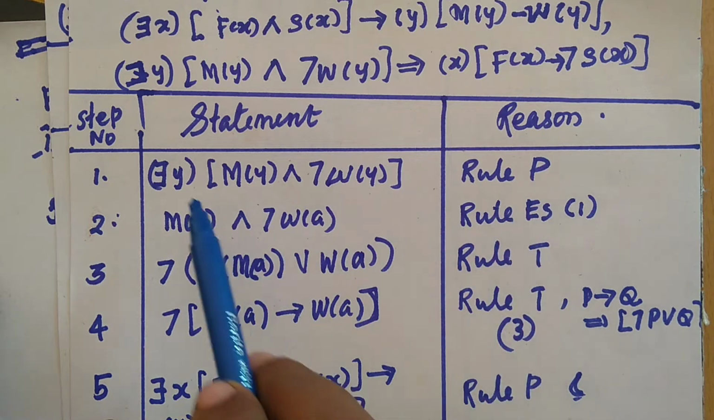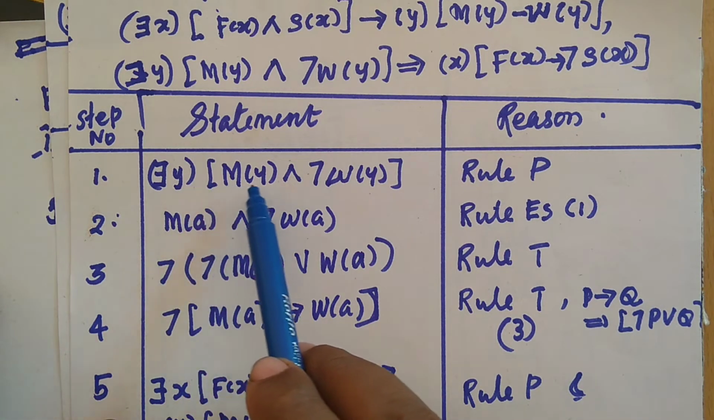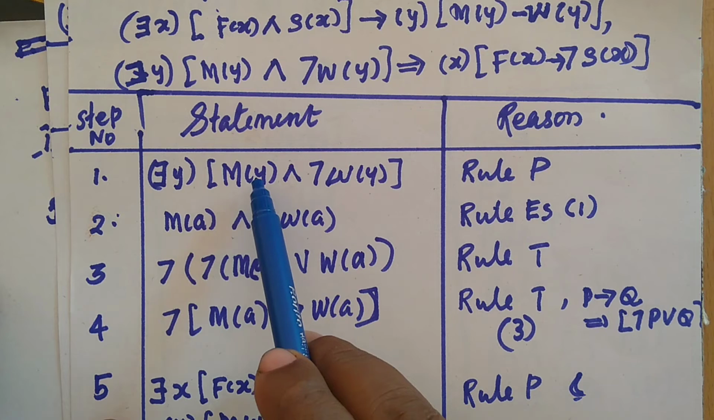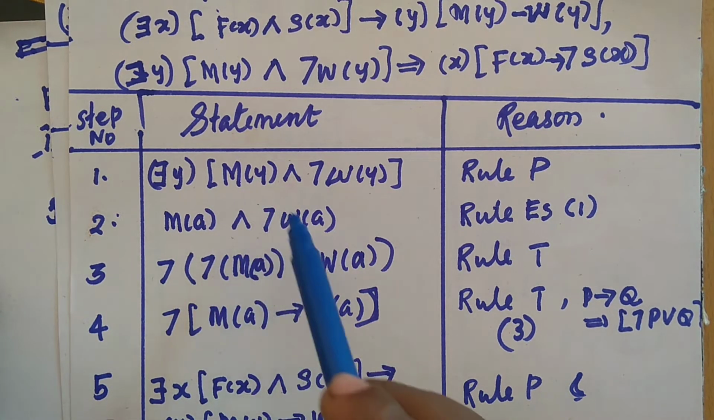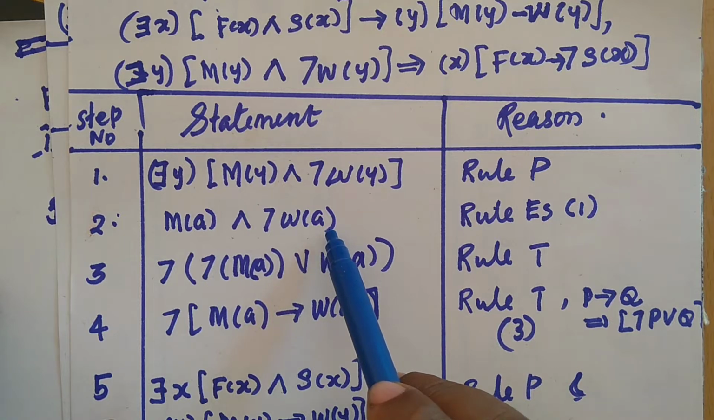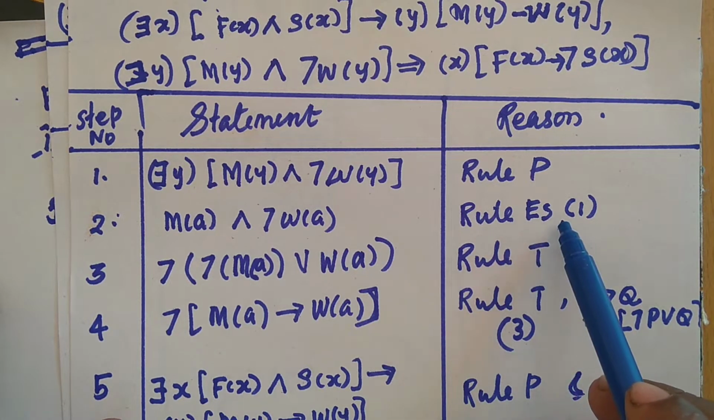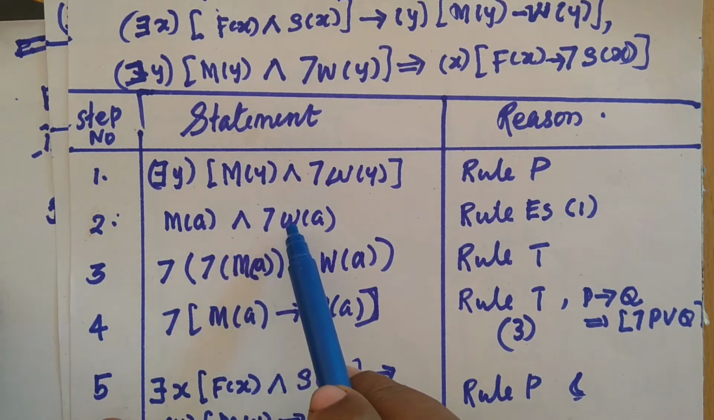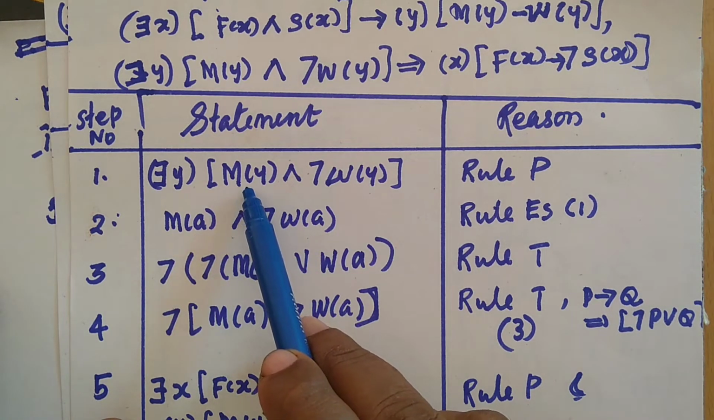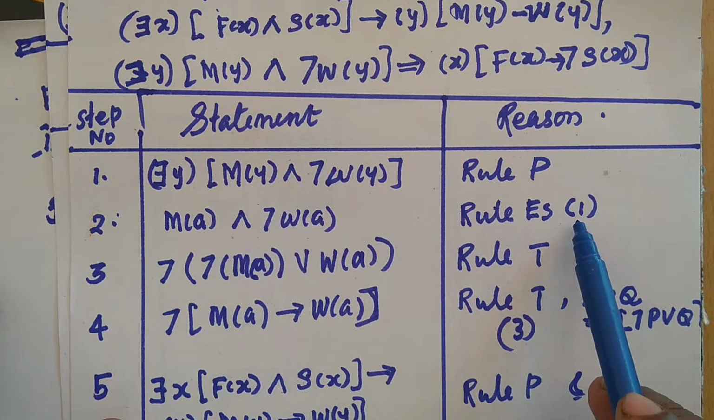So this is there exists y, this is only for particular values, therefore instead of y we put a, that is M of a and negation W of a. This is the rule of existence. This term is derived from the first statement, that is why we put equation number 1.